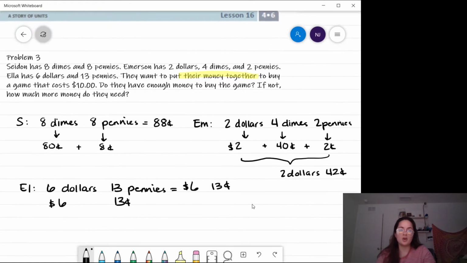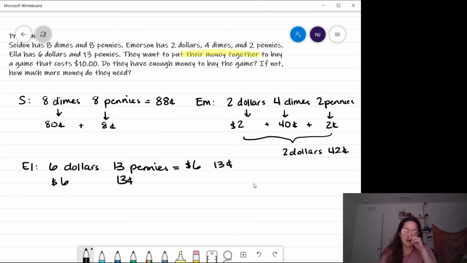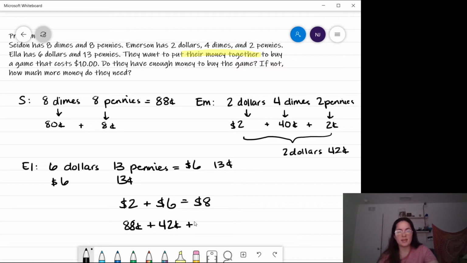So altogether, how much money do they have? So I'm going to add like units plus like units. So Seiden doesn't have any dollars to add on, but Emerson has $2, Ella has $6. So I've got $2 plus $6 gives me $8. And then let's add our cents. So Seiden has 88 cents plus Emerson's 42 cents plus Ella's 13 cents. So all together, I'm going to do that off to the side.